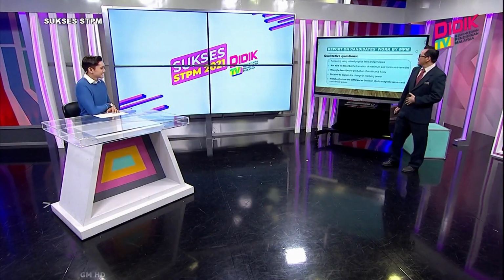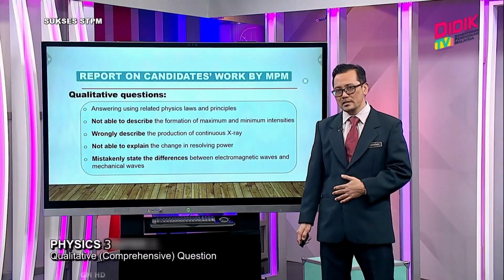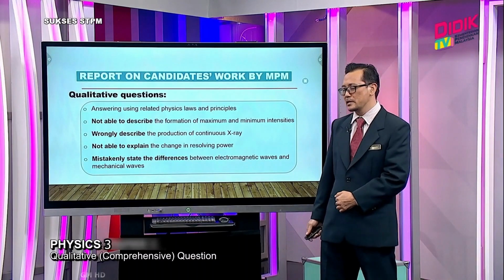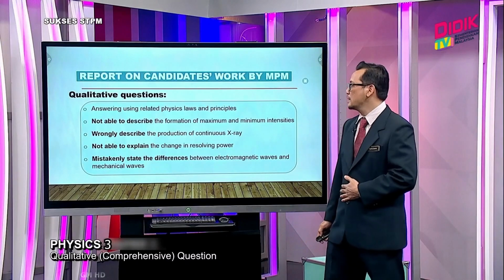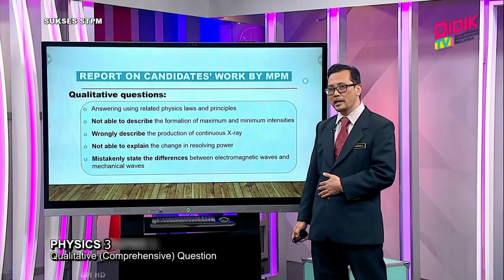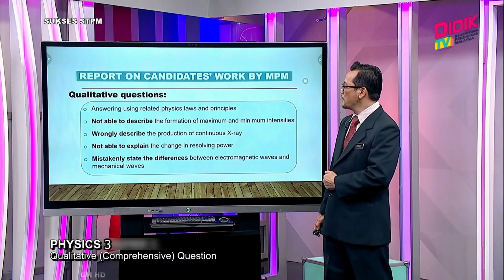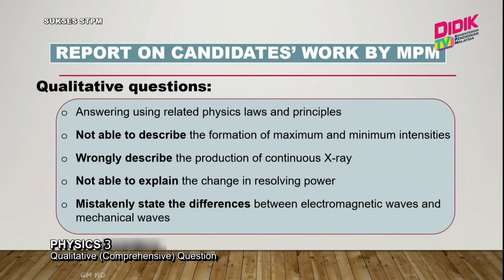Yes. Candidates, now let's look at the qualitative questions, mostly involving the comprehension type of questions. But before I go further, let's look at the report on candidates' work, which is done by MPM. From the report that you can get from the MPM portal, many candidates answered using related physics laws and principles, but some candidates were not able to describe the formation of maximum and minimum intensities. This is based on the physics paper 3 in 2020. I would like to emphasize that some students have a problem answering questions which start with describe.